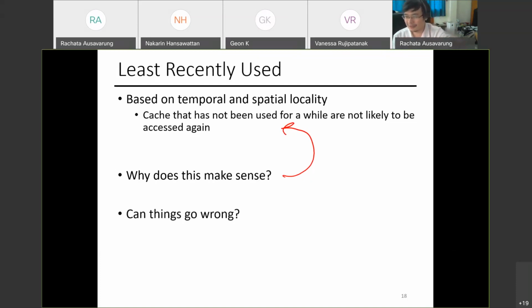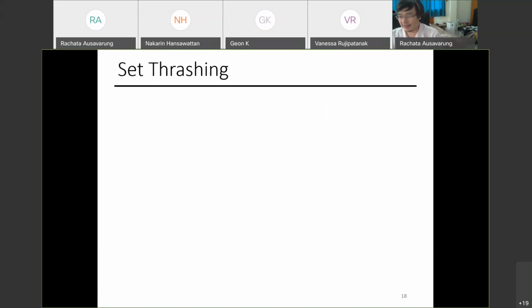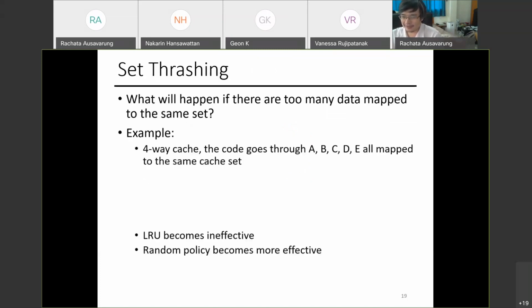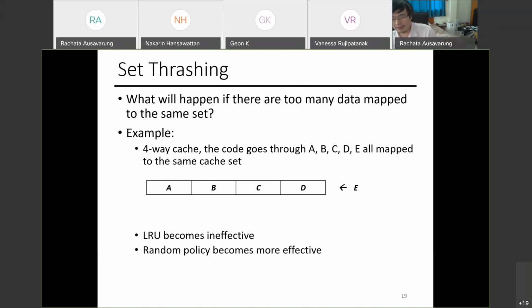Can something go wrong? Can I get a 0% hit rate from the LRU policy? The answer is essentially yes, right? Thrashing, yep, exactly. Something like this: if you have A, B, C, D, only 4 ways, and you loop on A, B, C, D, E, because I explained already in the last lecture, I'm not going to go through them again. But these make LRU ineffective.